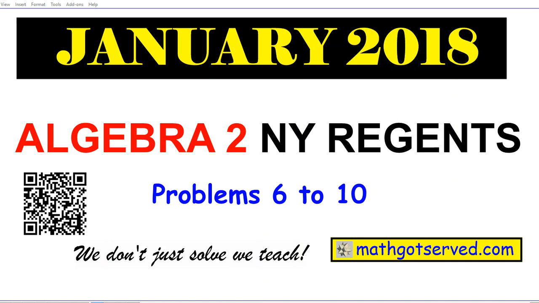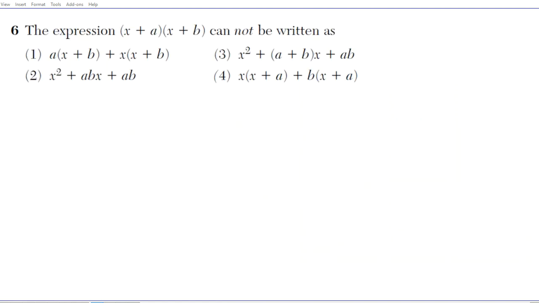In this clip, we're going to be going over problems 6 to 10 of the January 2018 Algebra 2 New York Regents exam. Alright, let's take a look at question 6. It reads, the expression quantity x plus a times quantity x plus b cannot be written as. So basically, which of these expressions is not equal to the expression that's given right here?